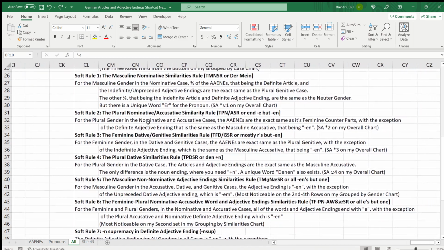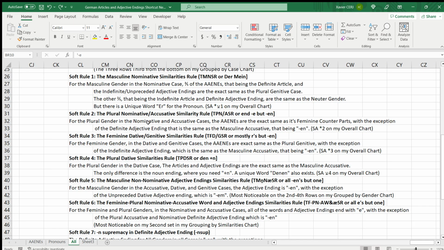Soft rule 2, the plural nominative accusative similarities rule. For the plural gender in the nominative and accusative cases, the stuffs minus pronouns are the exact same as its feminine counterparts, with the exception of the definite article ending that is the same as the masculine accusative, that being en. That is what we pointed out, which was sa*2.